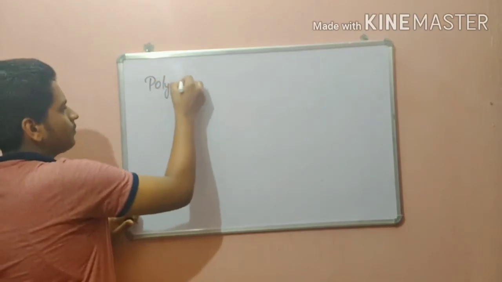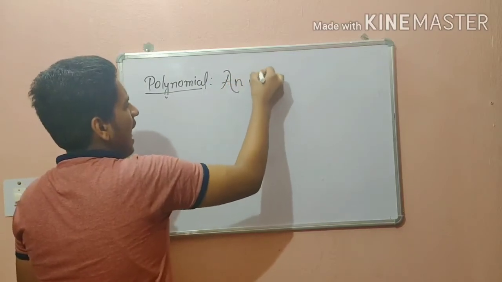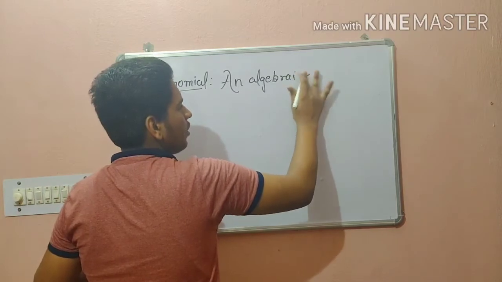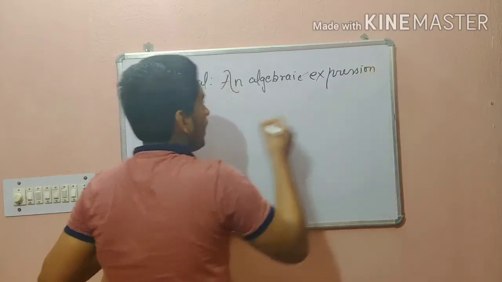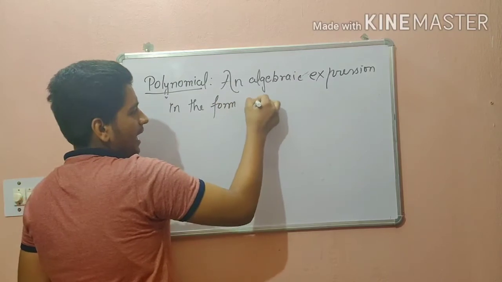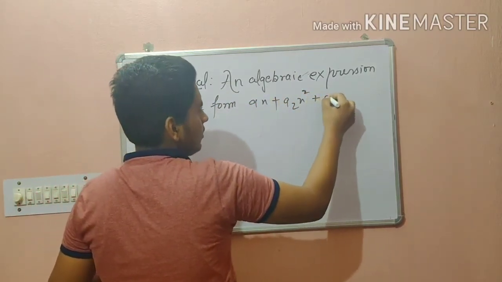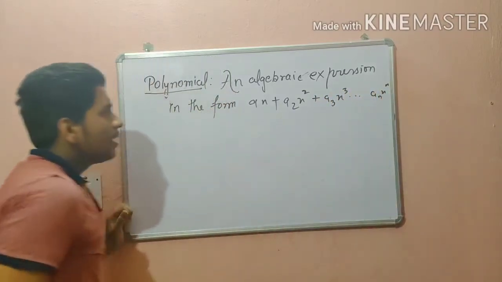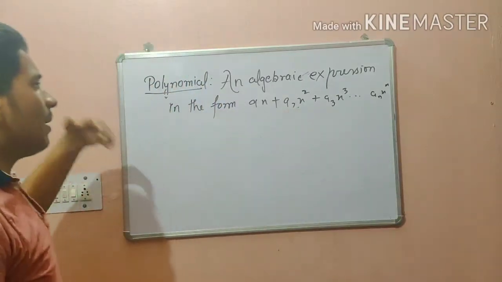Polynomial is an algebraic expression in the form of a1x plus a2x squared plus a3x cubed and so on, up to the power n, anxn. So any algebraic expression which can be found in this form is said to be a polynomial.